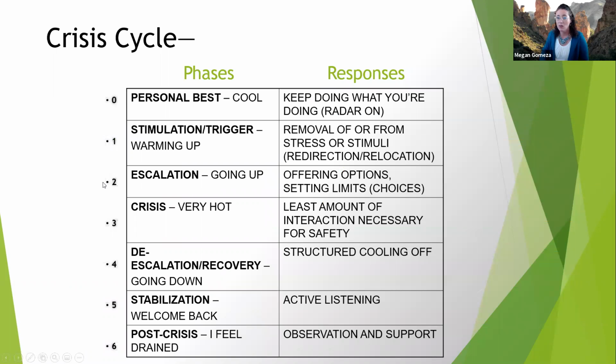All right, so this is the crisis cycle in short. So personal best, and we spend time in all of these areas. Personal best, cool. You keep doing your response, what you should be doing if someone is at their personal best. Keep doing what you're doing, but keep your radar on, right? Because something could bring someone into phase one, where there's stimulation or a trigger.